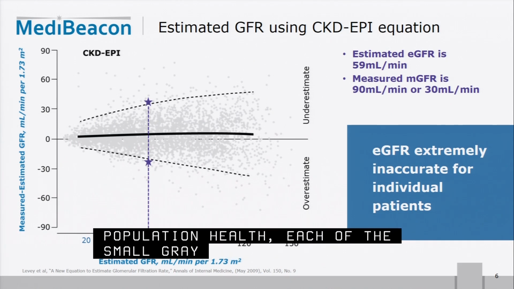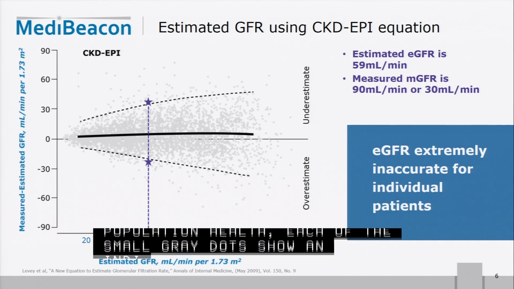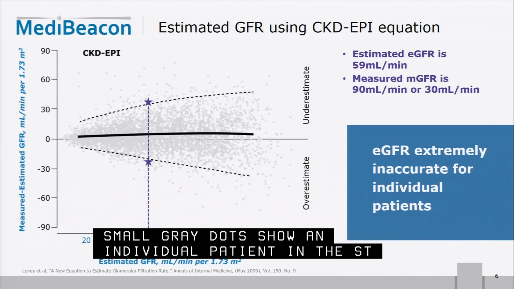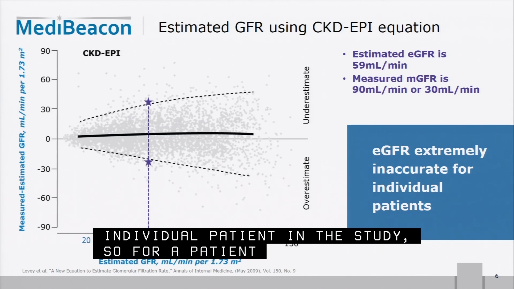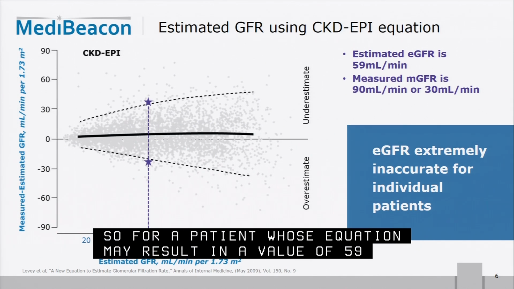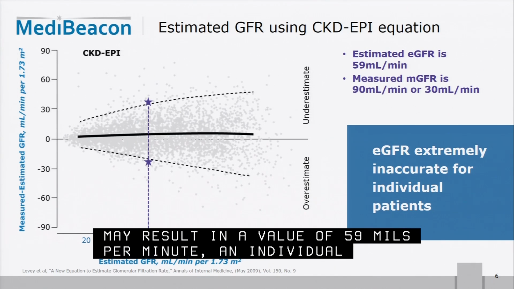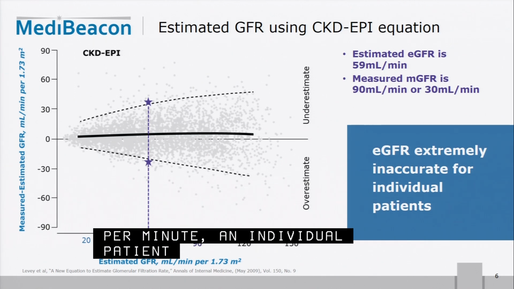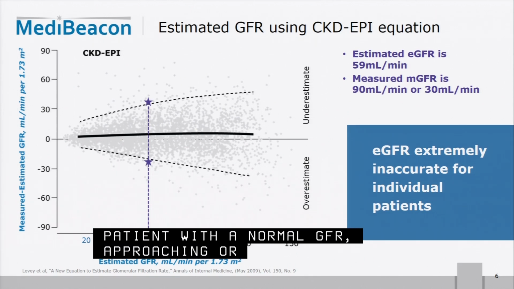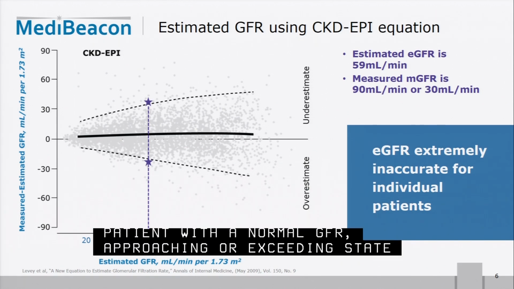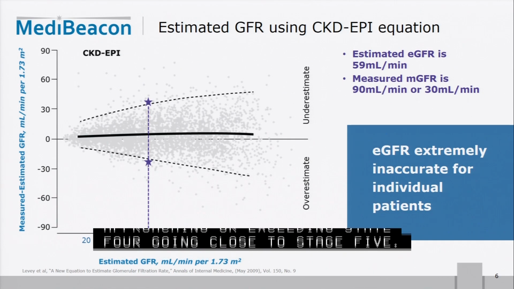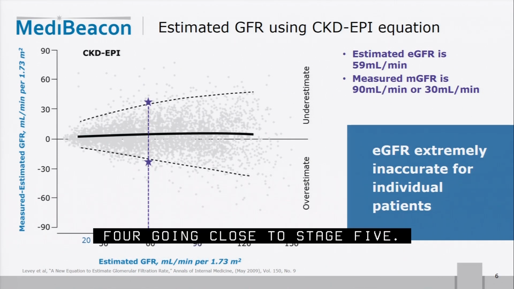So for a patient whose CKD-EPI equation may result in a value of 59 mL per minute, an individual patient may have a true GFR of 30 mL per minute above that, so normal GFR, or 30 mL per minute below that, approaching or exceeding CKD stage 4, going close to CKD stage 5. Therefore, for the individual patient, these estimating equations are highly inaccurate and can change over time.